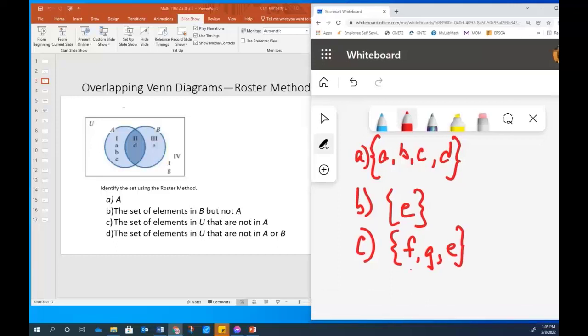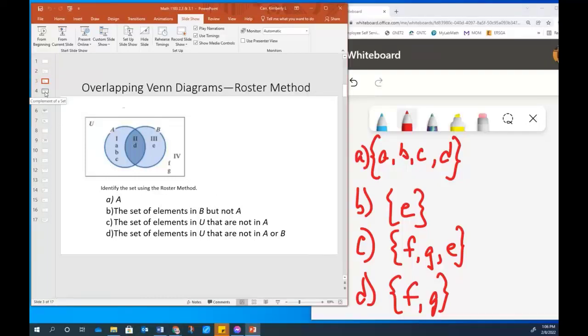Now the set of elements in U that are not in A or B, so I can't go inside of either circle. So that is just elements F and G. So now the roster method is when you make a listing of everything that applies. And so that's how the roster method would apply to that problem. So I need the next slide.